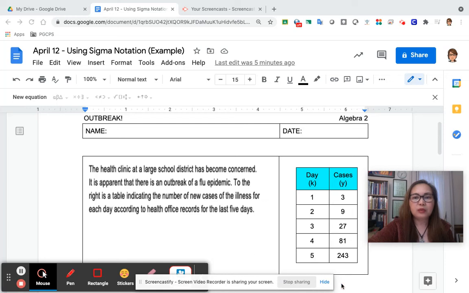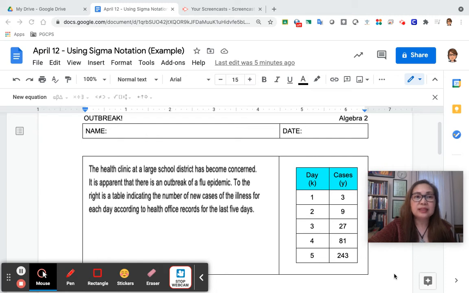Hello everyone, we have a new lesson for today. We are going to use what you call the sigma notation in solving a problem. Basically, we're going to build on a previous lesson about your exponential equation.